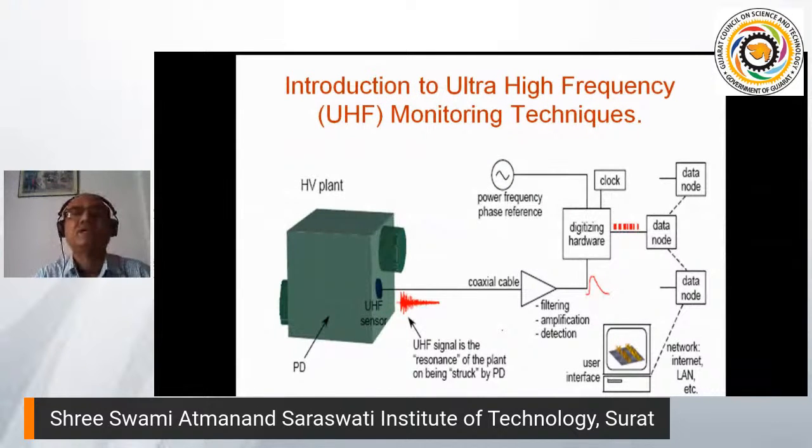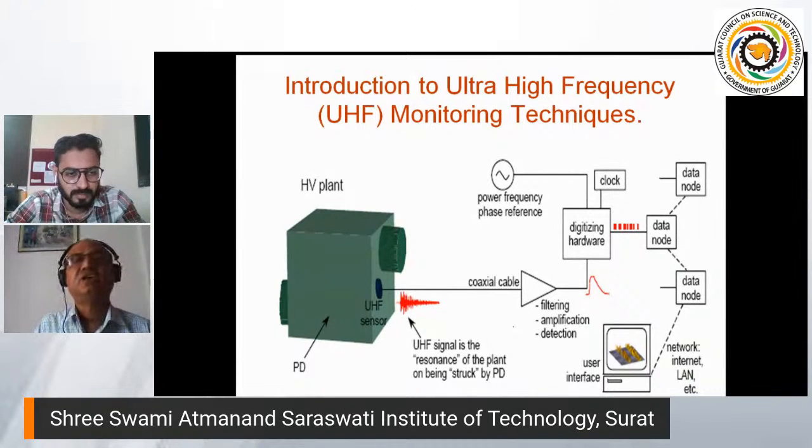Now we'll talk about UHF monitoring. This is also one zone we are working on, ultra high frequency PD detection. This is a schematic diagram. The source location algorithm and other components are almost similar to acoustic, but some parts are different. The difference is that it is not pressure pulses, but electromagnetic waves. PD also generates electromagnetic waves, and those are captured by an antenna.